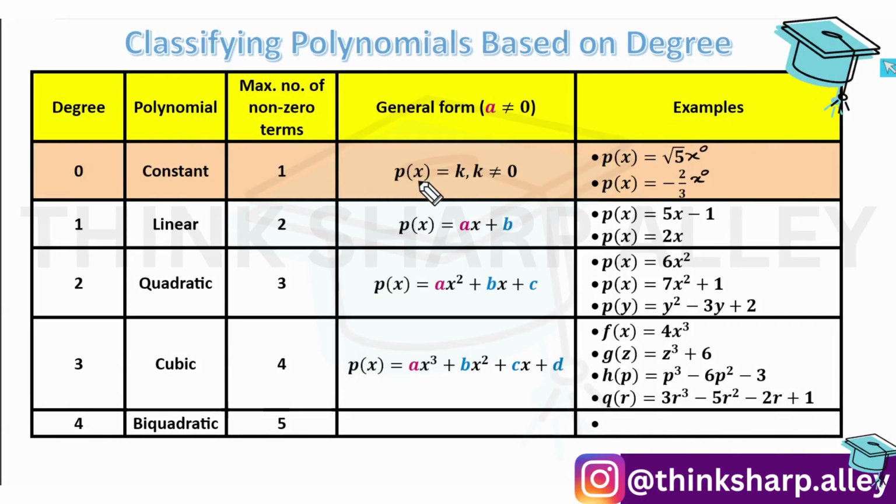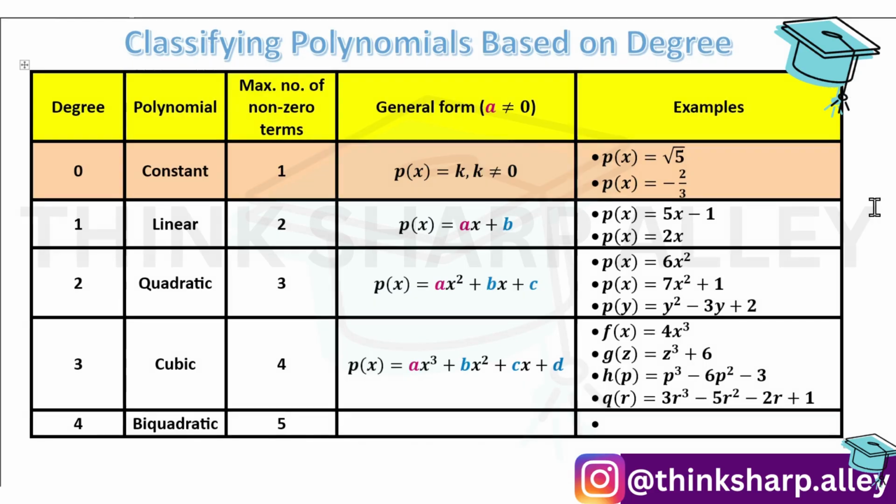So we can write the general form p(x) = k as k into, obviously the variable is present but with power 0, k into x to the power 0. That explains why the degree is 0. Now let us discuss a special case of constant polynomial, that is when this constant k becomes 0.